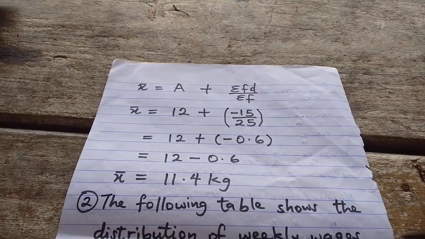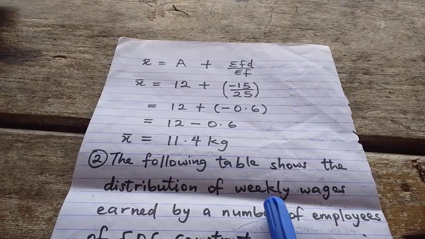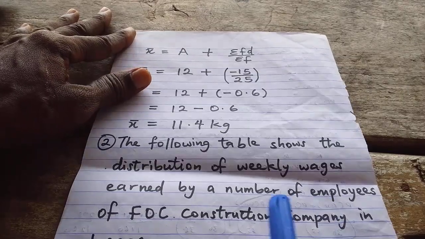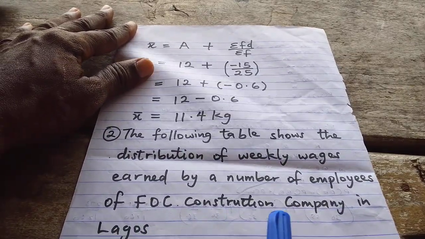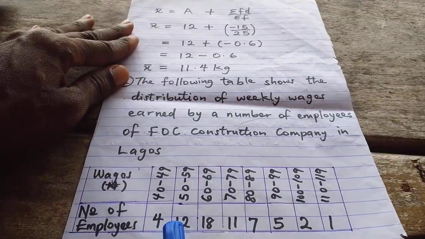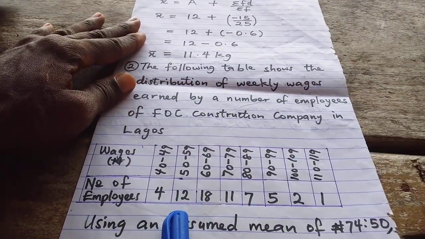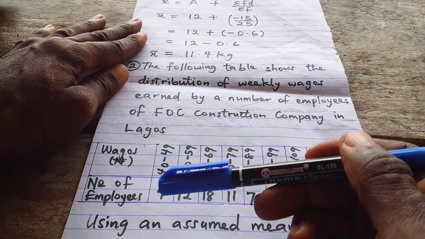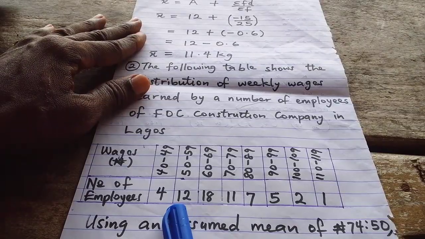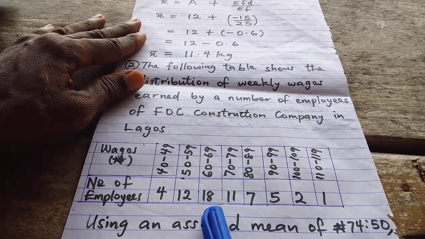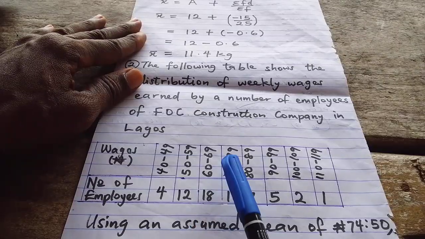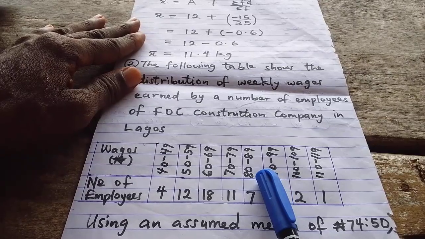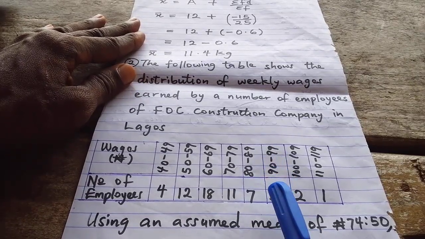Let's consider the second question. The following table shows the distribution of weekly wages earned by a number of employees of FOC Construction Company in Lagos. So this is the table. Those that earn between 40 naira to 49 naira, we have 4 employees. 12 employees earn between 50 naira to 59 naira. 8 employees earn between 60 naira to 69 naira, like that. 7 employees earn between 80 to 89 naira.